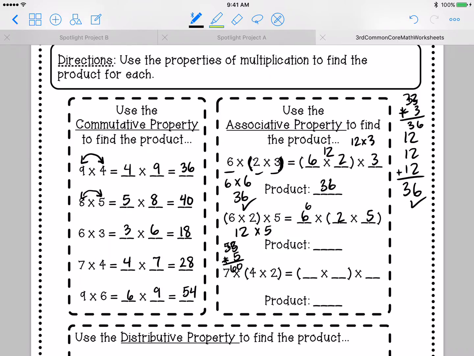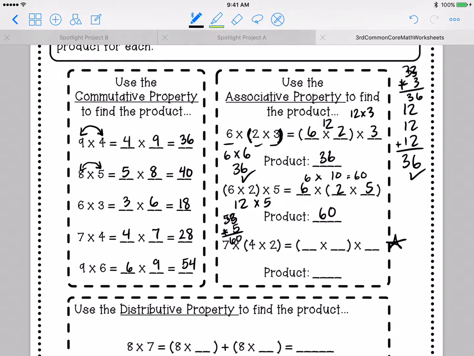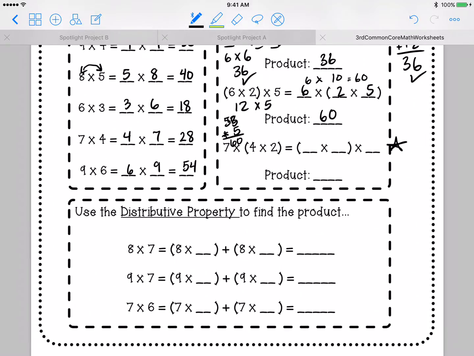We're going to have 6 times 10. We know that 6 times 10 is 60. So it works. Now, you all are going to do this one on your own as a checkpoint. Do that one on your own. Push play when you're ready to go again.